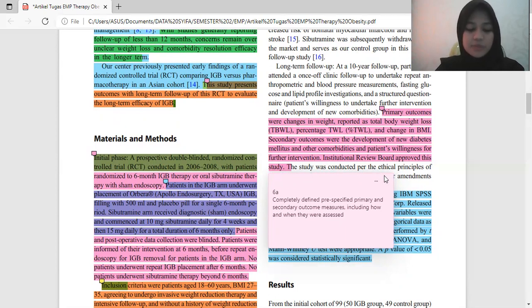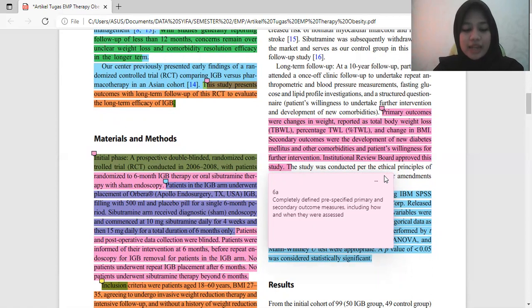Next is number 6B. The number 6B is any changes to trial outcomes after the trial commenced, with reasons. We cannot find it in this article, so number 6B is not available. Next is number 7A. The number 7A is how sample size was determined. The number 7A is not available. Number 7B, when applicable, explanation of any interim analyses and stopping guidelines. The number 7B is not available.